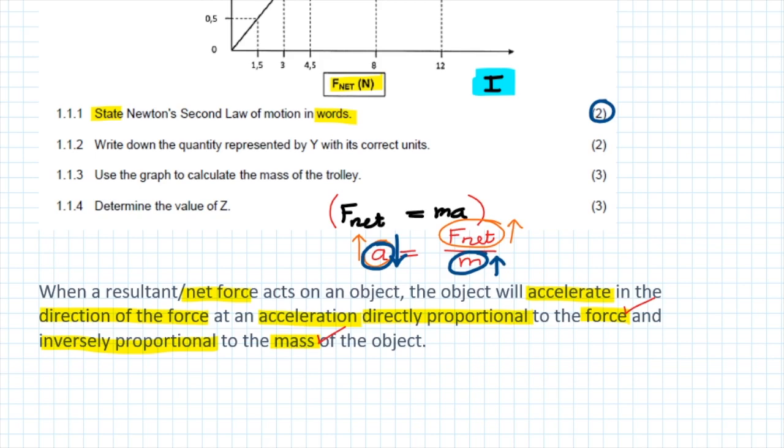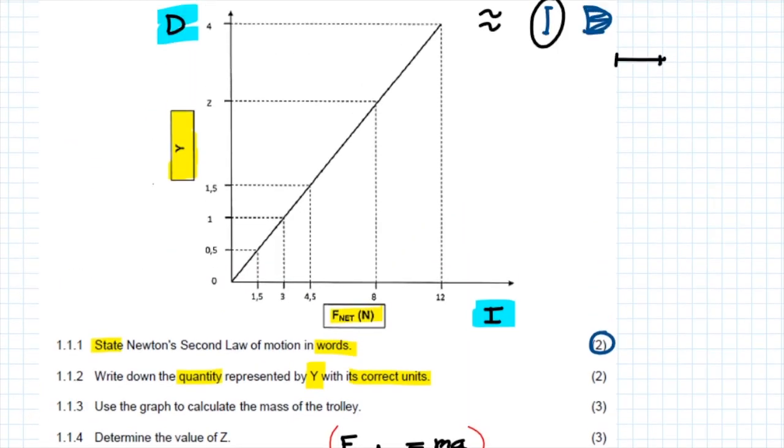So now we go on to question 1.2.2, which says, write down the quantity represented by y with its correct units. So if we take a look at this graph, we see that we have an increasing straight line that passes through the origin. So on this graph are represented 2 quantities, a relationship between 2 quantities that are directly proportional, because it cuts through the origin, and as the one value increases, the other one increases as well.